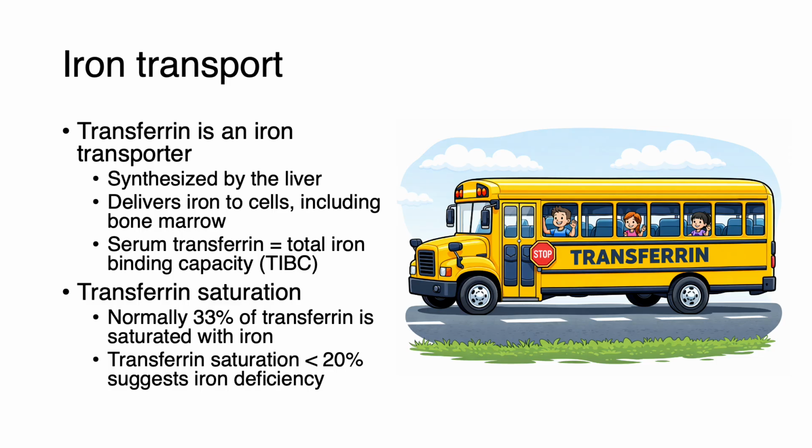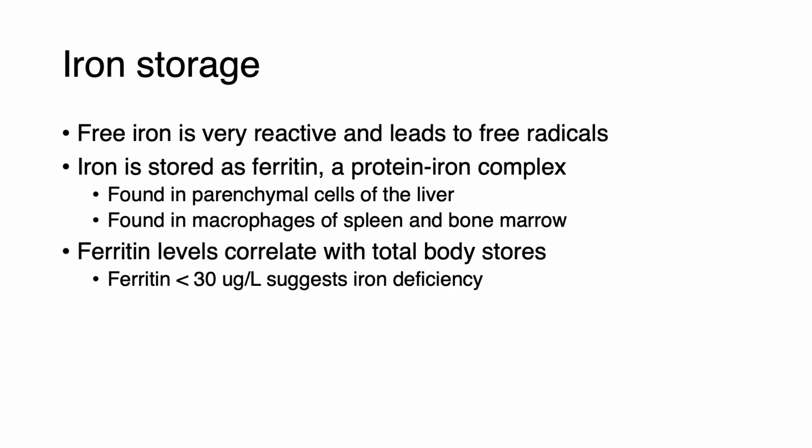You will see it higher in iron overload states. So if someone has hemochromatosis or they have thalassemia and they've been getting lots of blood transfusions, their transferrin saturation is going to get very high. If you have iron deficiency, your transferrin saturation will be very low because there's just not enough iron to ride the bus. And so your saturation will be less than 20% usually.